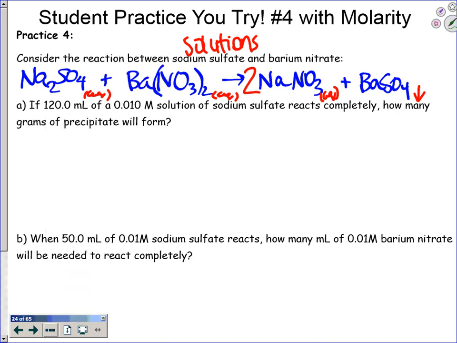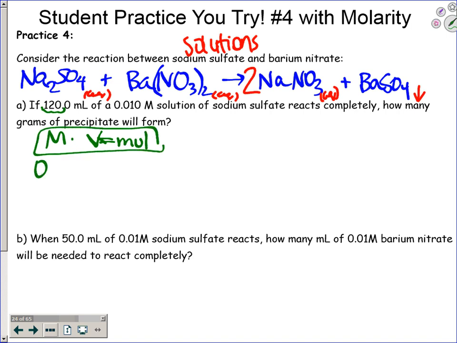Okay, so the 120 milliliters, I don't like that milliliters look, so can we change that? How many liters is that? 0.12, right? So we're going to back that thing up 3 times. We get that divided by 1,000 to give you liters. So I'm going to do M times V again to get to moles. M times V gives us moles.